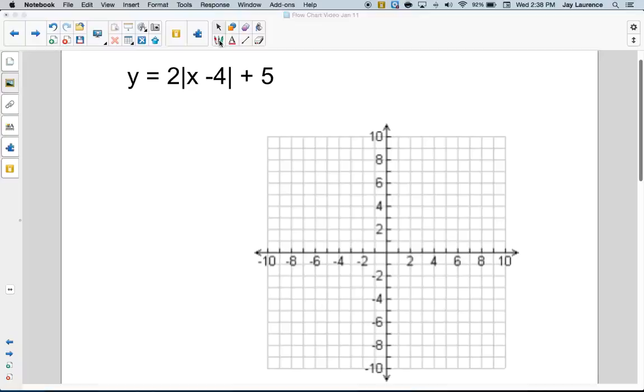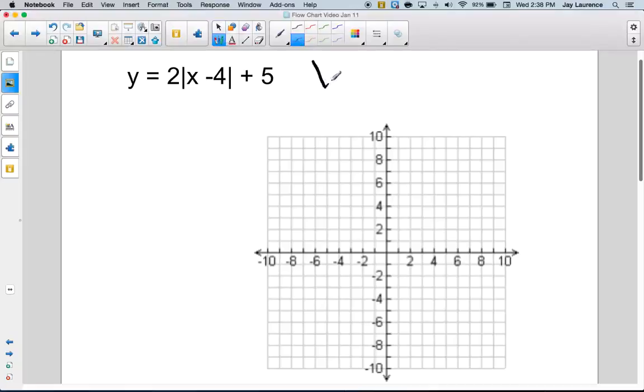All right, I've got this absolute value equation. I know that the absolute value equation is always going to graph like a V. Always. It's going to be some type of symmetrical V. It might open upward, it might open downward. The key to graphing it, first thing I'm going to do, is find the vertex, and it's really easy to find.